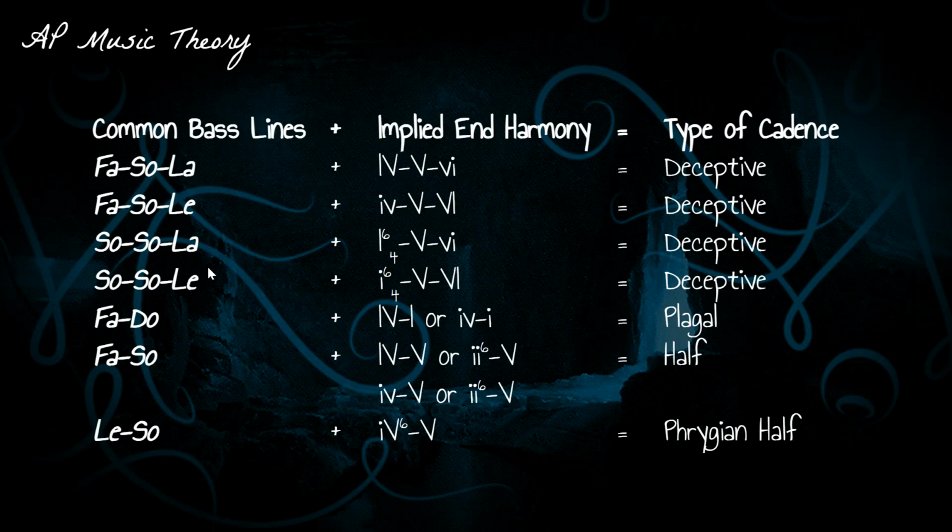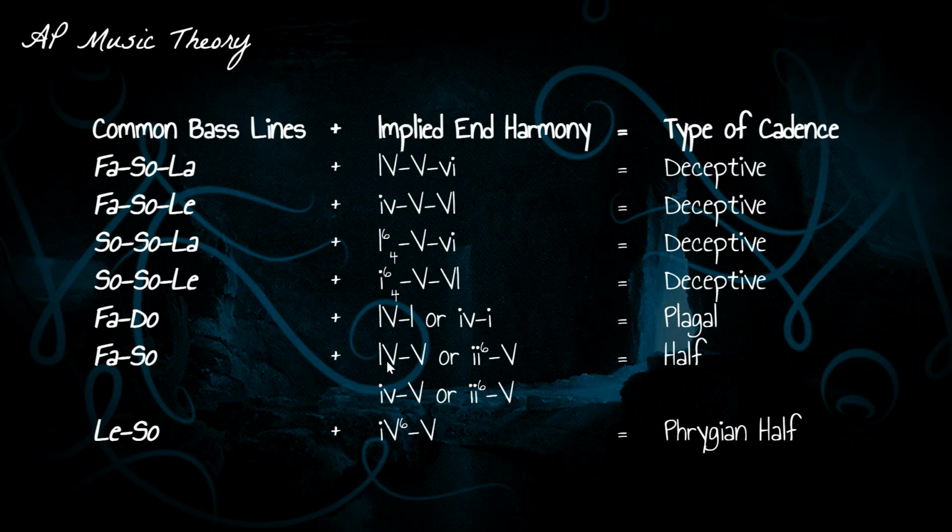We have sol, sol, la, which is the first inversion tonic major chord to the dominant to the minor submediant, which is also a deceptive cadence. We have sol, sol, la, which is the second inversion tonic minor chord to the dominant to the major submediant, which is also a deceptive cadence. Then we have fa, do, which is the subdominant to the tonic, either in major or minor, and these are both plagal.